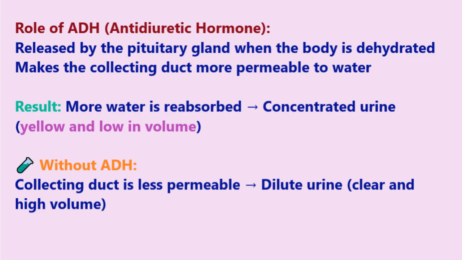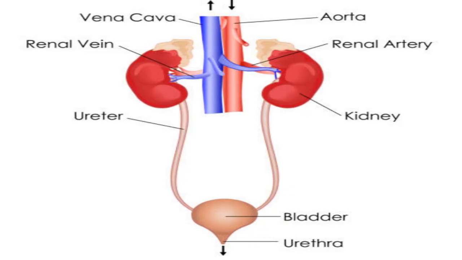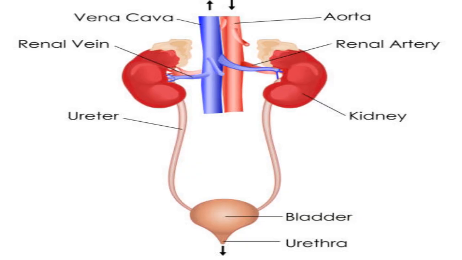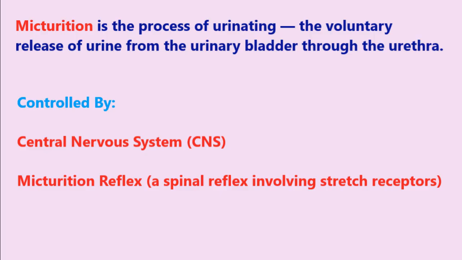This creates concentrated urine. Urine is stored in the bladder and finally released from the body through a process called micturition.